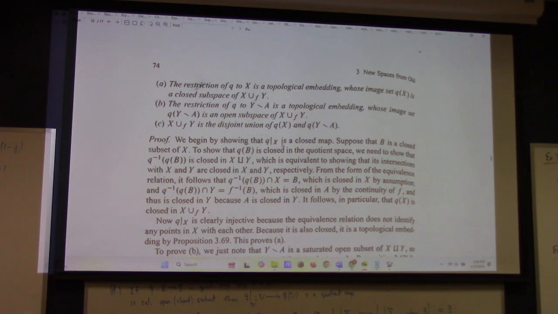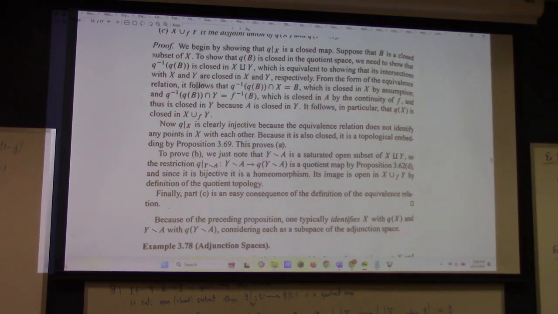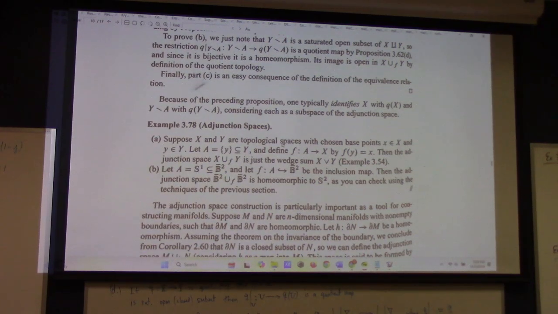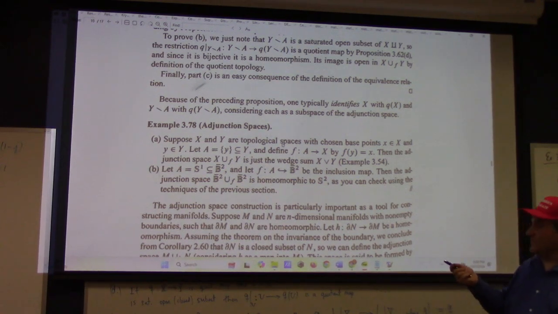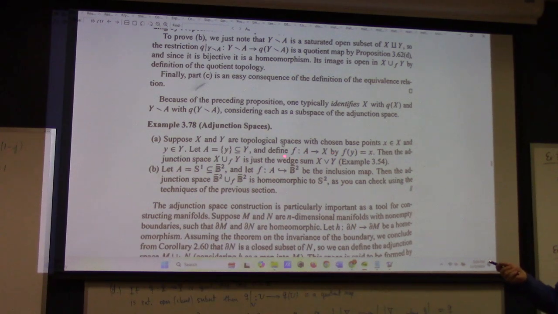Which I'm going to skip over here. The examples, though, I think are interesting. Like I just said, one example would just be the wedge sum, for a really simple function where A is just a singleton. The wedge sum is a particular example of this adjunction construction. If we let A be the circle, a subset of the closed disk, and we look at the inclusion map, then the adjunction space is homeomorphic to S2. You can check using the techniques of the previous section.